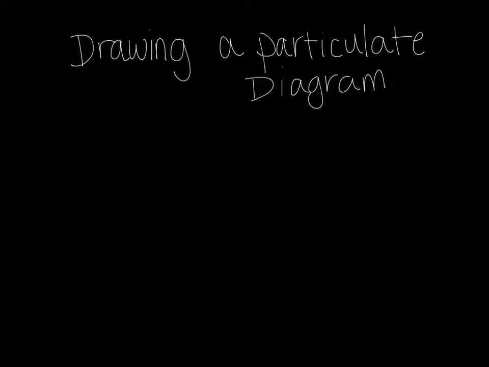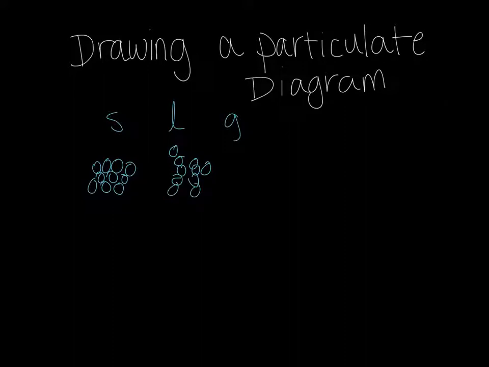Okay, drawing a particulate diagram. So you need to know how to show a solid, liquid, or a gas. Remember, solid, you kind of want structure and things close together. Liquid, you can kind of loosen them up a little bit, but don't spread them out too much. They should still kind of be touching, just not as organized. And gas, you want to spread them out as much as possible.